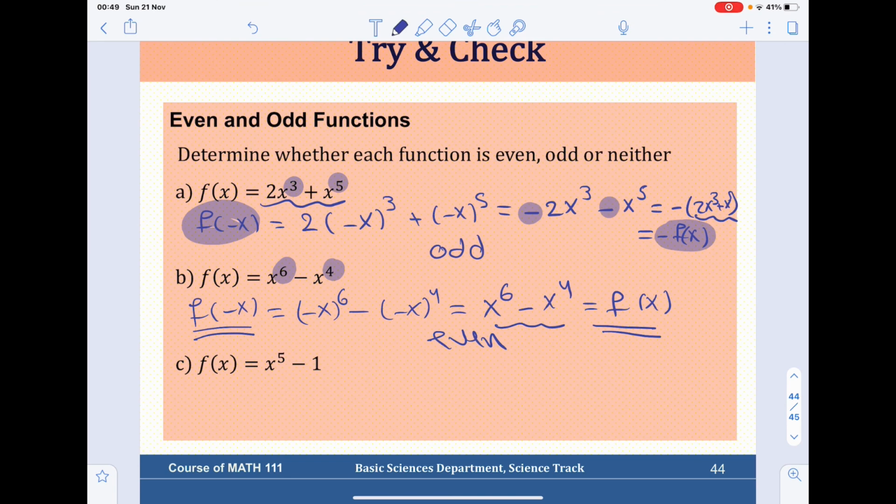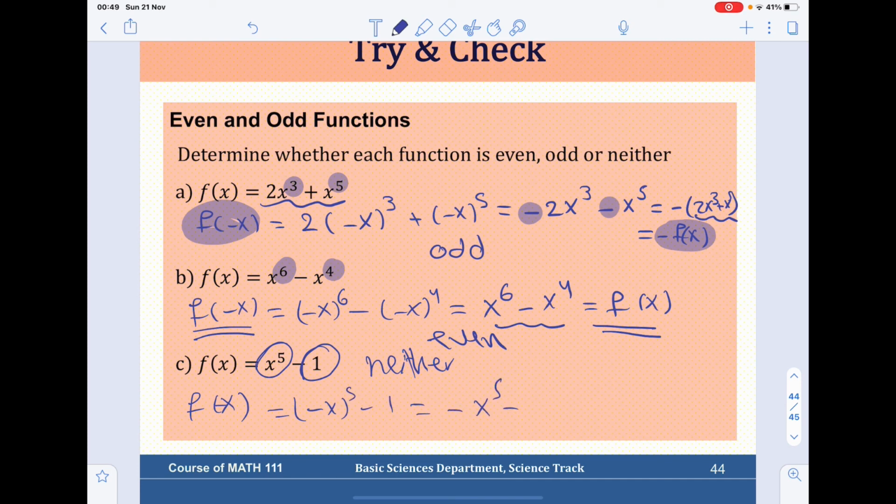For C, as you see, this is even, this is odd, but this is even. So it is neither even nor odd. And if we want to apply the rule, I'm going to find f of negative x, so negative x to the power 5 minus 1, which is negative x to the power 5 minus 1. This does not equal f of x and does not equal negative f of x. So that's why it is neither.